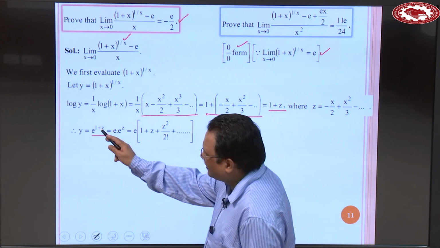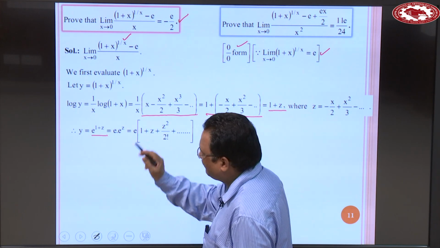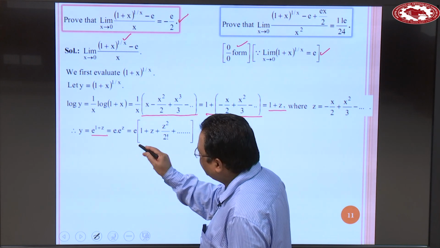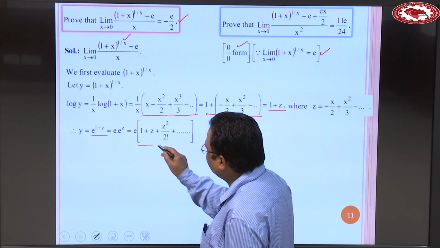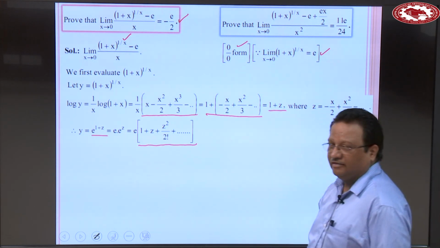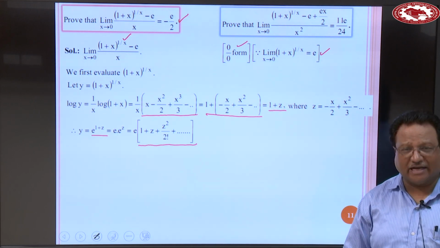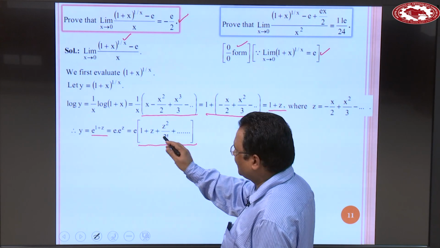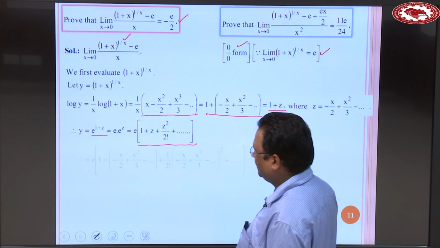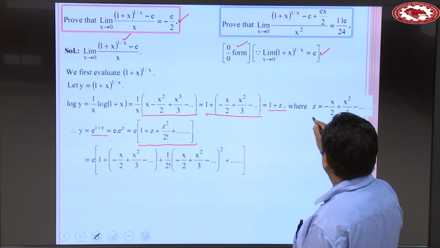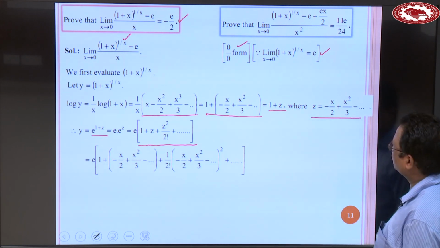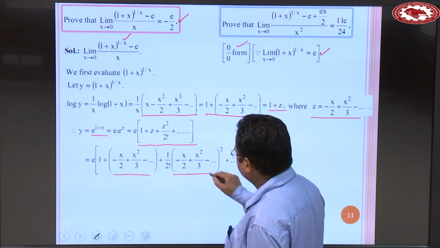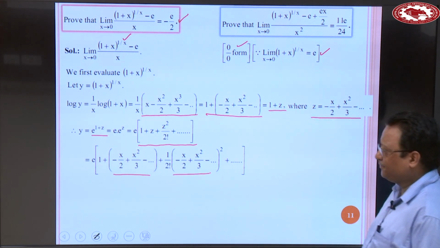And e raised to power 1 plus z means e into e raised to power z. Use the expansion of e raised to power x. Here x is z. So e raised to power z is 1 plus z plus z square over 2 factorial plus and so on. Substitute the value of z. z is minus x over 2 plus x square over 3 minus and so on. Substitute here this square and so on.